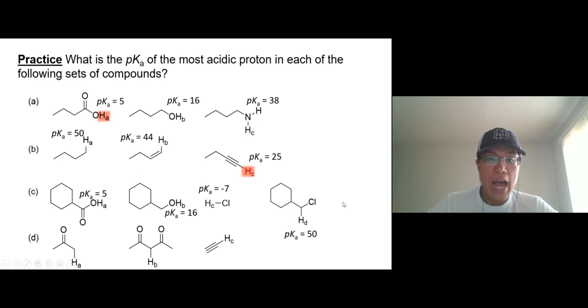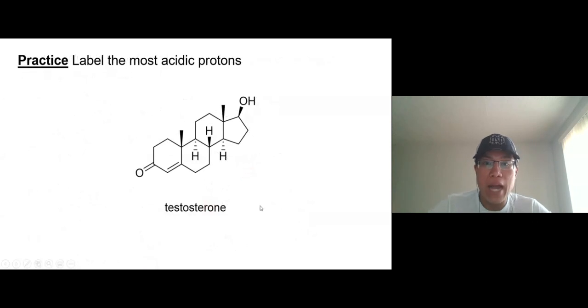All right, down here, what do we got? This is an alpha proton off of a ketone, about 20. Now this guy is in between two ketones, so it's, what's the word, conjugated to the two ketones. The pKa of this guy is actually 9, much more acidic. Regular alkyne is 25. So we go with the 9 one.